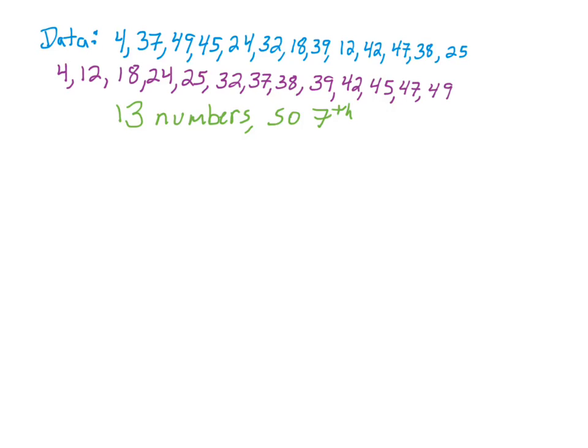Now you'll notice there are 13 numbers, so the 7th number is the middle number. Which number is the 7th number? 37 is the 7th number. And whatever way you need to find the middle number, you do need to find it, and go ahead and circle that middle number. And if you remember, that middle number is called the median.